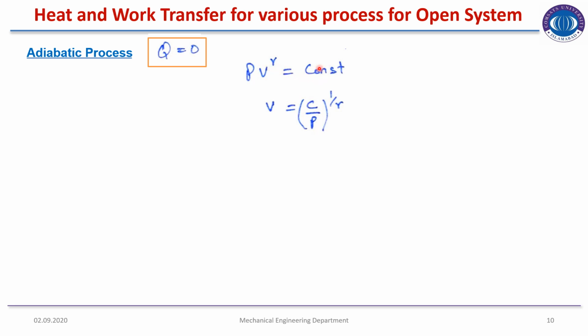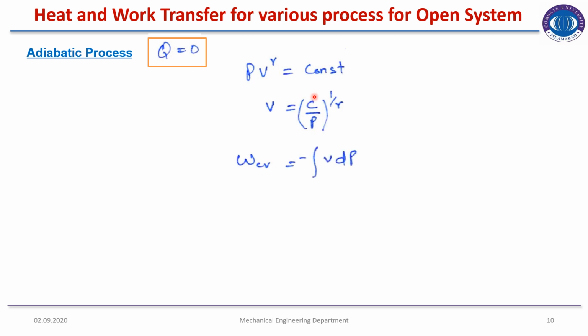Representing the constant term with C, the value of specific volume is C over P power 1 over gamma. So it has a power gamma. When the power comes to the right hand side, we divide it by gamma. So the power of specific volume will be 1 and the power of C over P will be 1 over gamma.